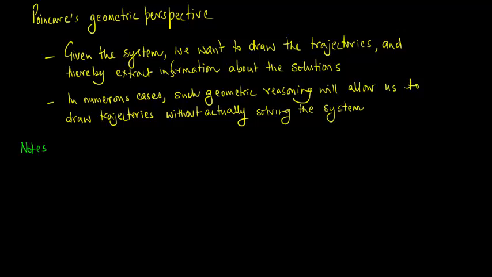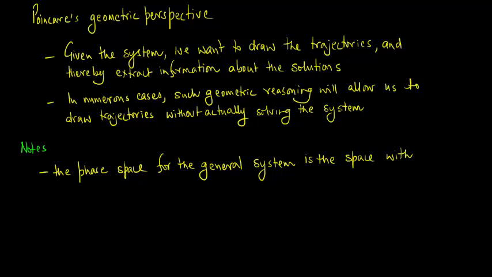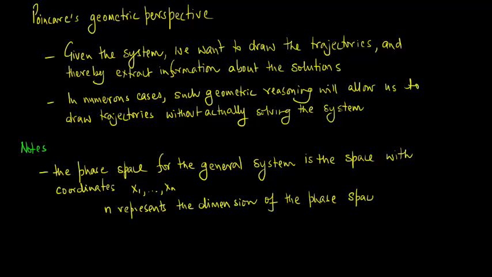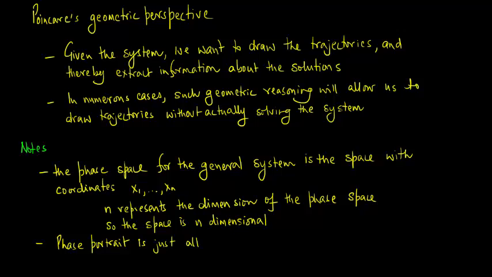Here are some notes. The phase space for the general system is the space with coordinates x1 to xn. So n represents the dimension of the phase space. So the space is n-dimensional. Now phase portrait is just the collection of all the qualitatively different trajectories in the system.